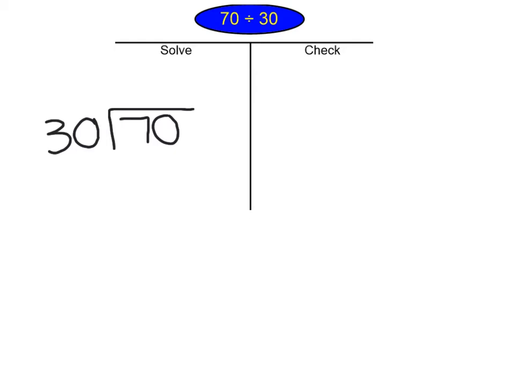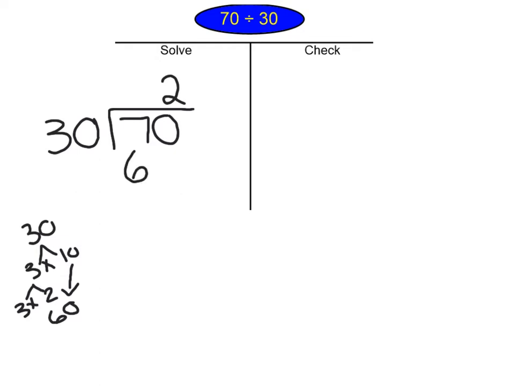So now if I take 30, 30 is pretty easy for me to count up by, but if it's not, I could decompose in my head. 30 is 3 times 10, and I could do 3 times another number to get close to 70. I know that 3 times 2 is 6, and then I could multiply by the 10 again and make it 60. So I know that 30 times 2 is 60. So I'm going to put a 2 in my quotient.